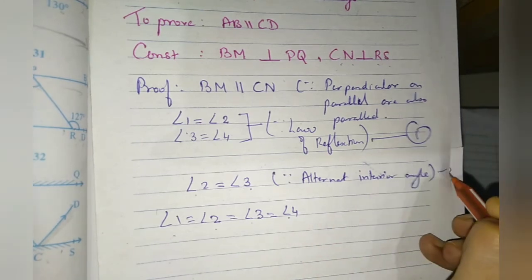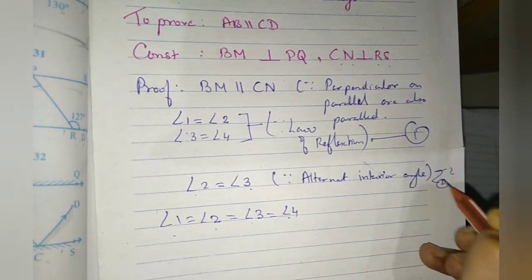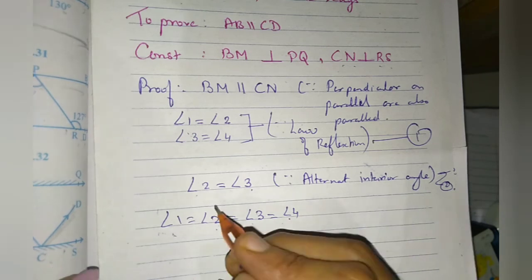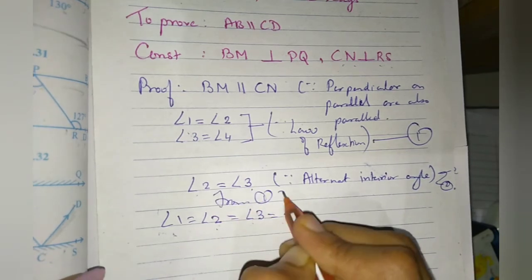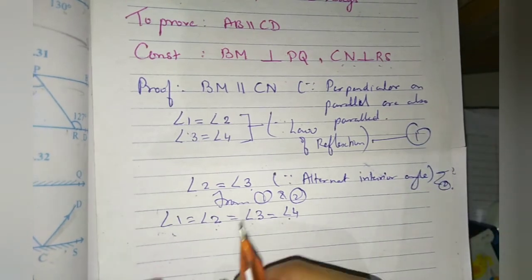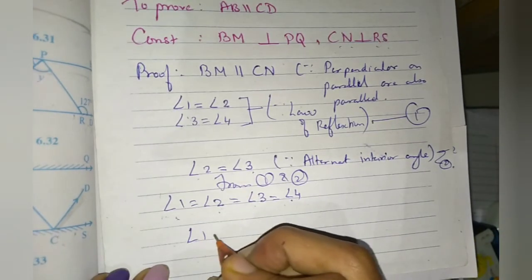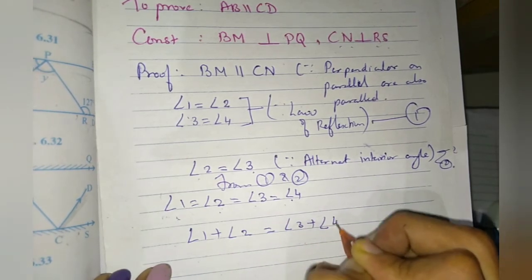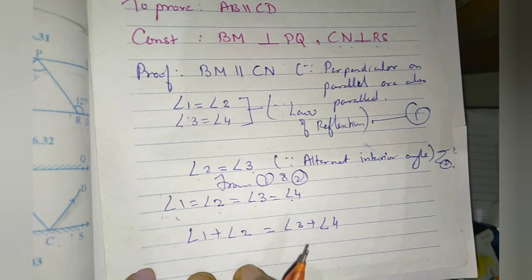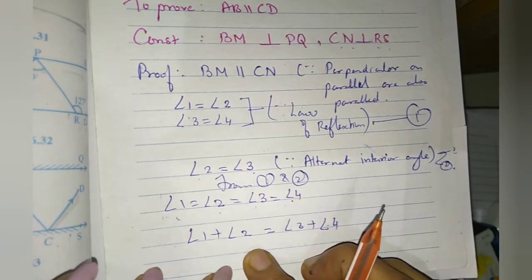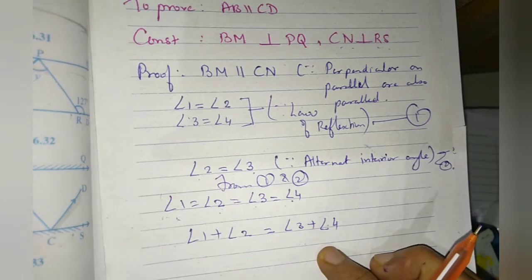Here we call this equation 2. From 1 and 2, if we write angle 1 plus angle 2, it is equal to angle 3 plus angle 4. We add these two and these two because all are the same, so the sums will be equal.